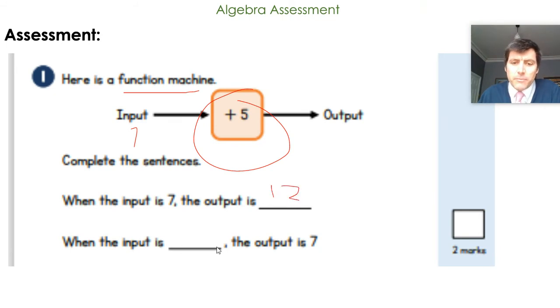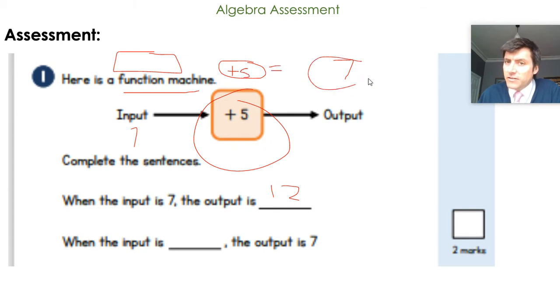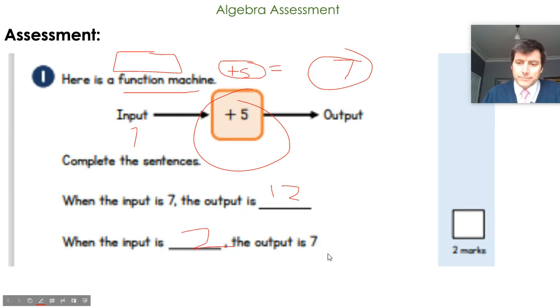Now, when the input is something and the output is 7: before I had 7, I added 5 to my original value. So what would I add 5 to, to make an output of 7? Well, 7 subtract 5 makes 2, because I'm going the inverse route, the opposite way. Rather than adding, I'm going to subtract, and therefore I end up with 2. Okay, let's see if we'll go forward now.